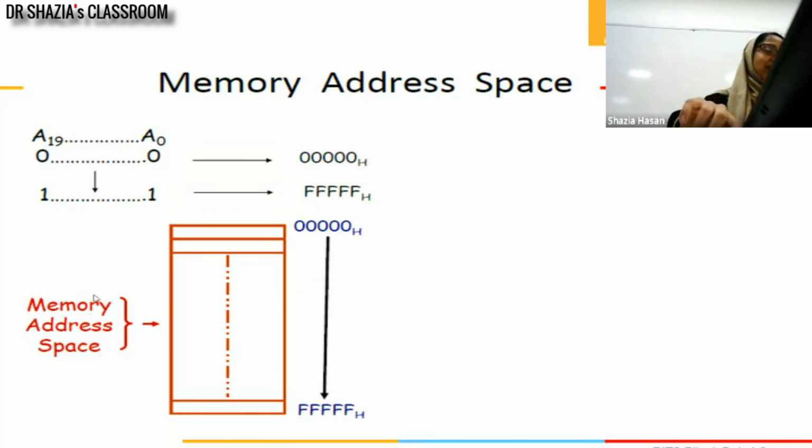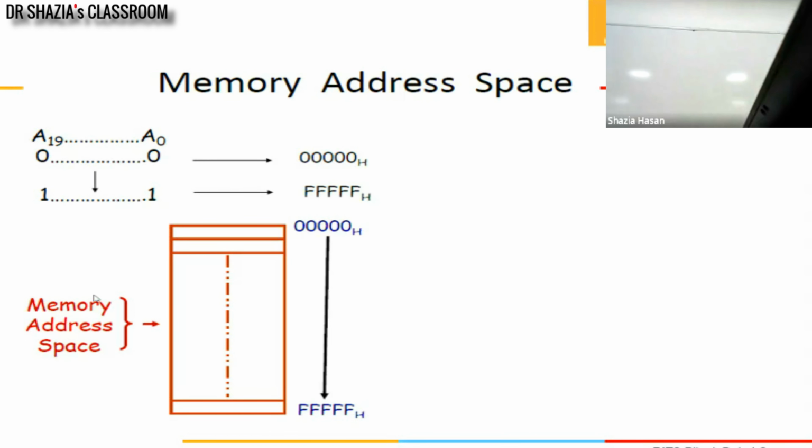As I said, the maximum size of memory which the 8086 can support is 2 to the power 20, that is 1 megabyte. So how am I going to express this 1 megabyte of addresses? We have 2 to the power 20 addresses, so 20 bits in binary representation. In hexadecimal, how many digits will it have?